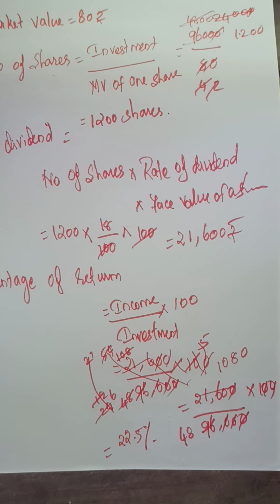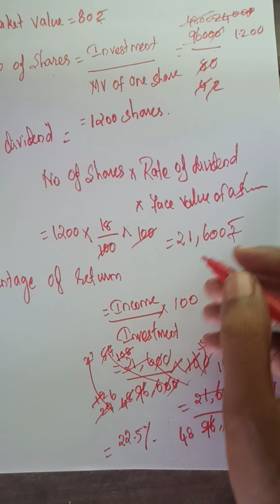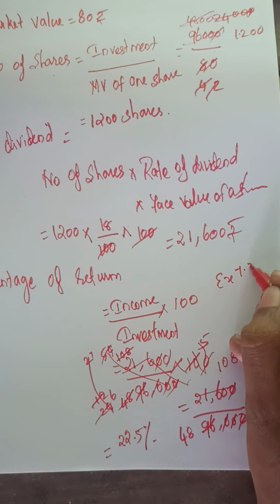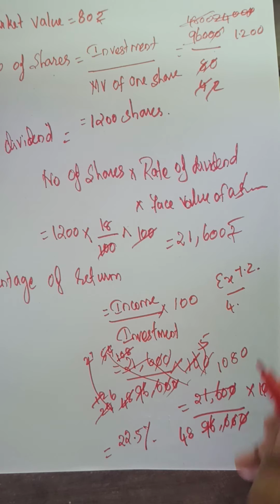Okay, so we need to do one problem as homework. I am giving one small homework for you. That is same as this problem. Exercise 7.2, problem number 4 is your homework. Number of shares you need to find. Annual income from shares you need to find. Percentage return you need to find. Same as this problem. Okay, children? We need to do that.